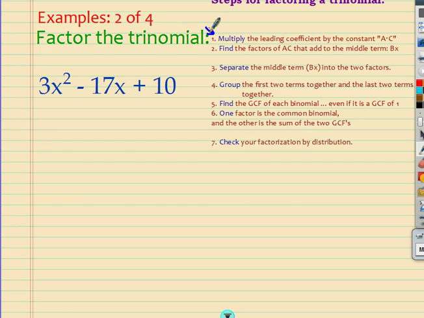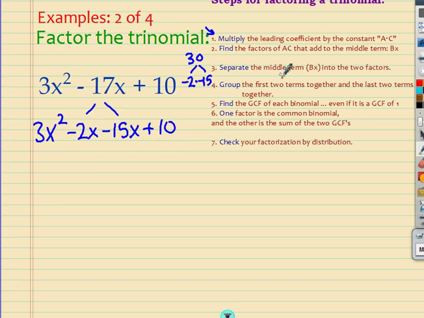First, multiply the first number with the last number. 3 times 10 is 30. After finding that number, we're going to find factors of 30 that could add up to negative 17. It's going to be negative 2 and negative 15. Those are the numbers that we will split the middle term into. We are going to have a negative 2x and negative 15x. We are going to copy down the first term and the last term.